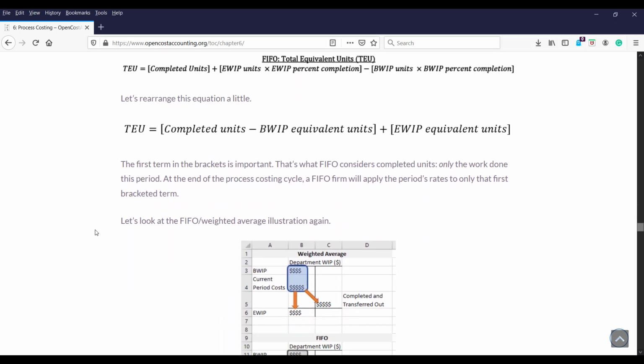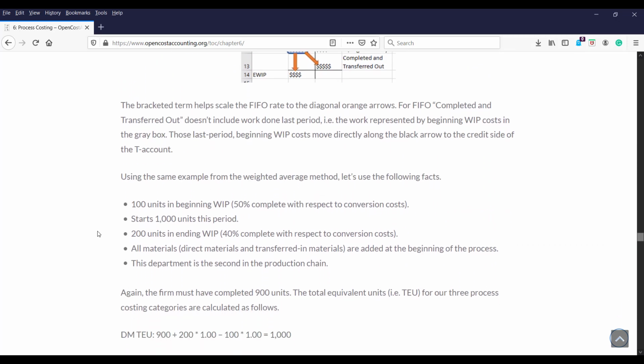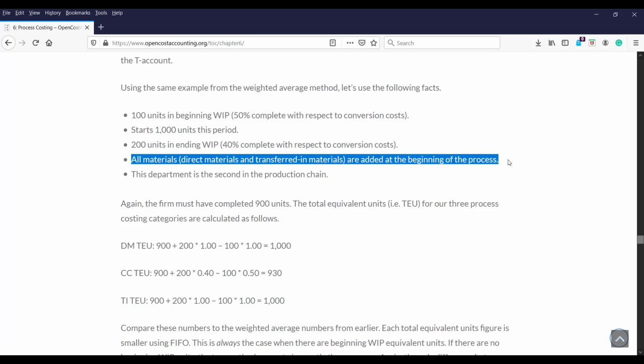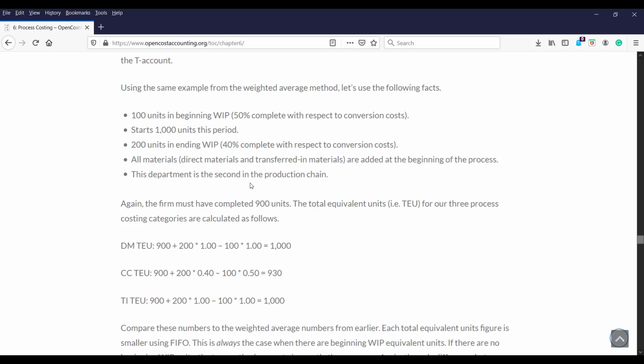Here we have the same example, I believe, with 100 units in the beginning WIP, 50% complete with respect to conversion costs, 1,000 units that we started this period, 200 units in ending WIP. They are 40% complete with respect to conversion costs, and all materials, including transferred in materials, are added at the very beginning of the process. And we are the second department of the chain. Thus we have transferred in materials.